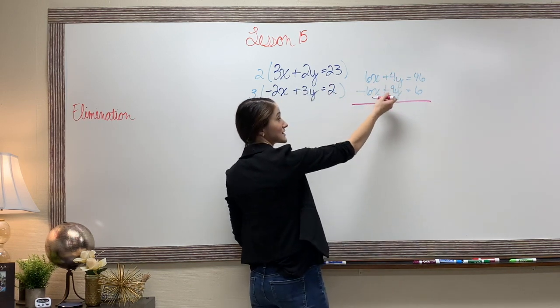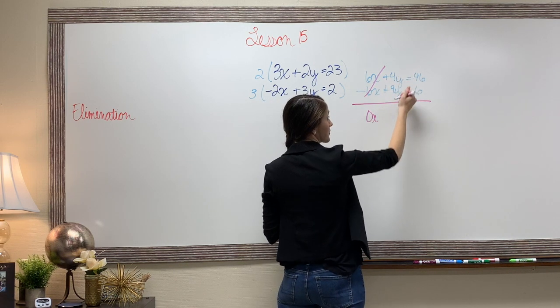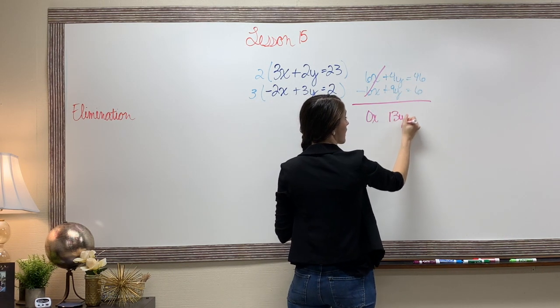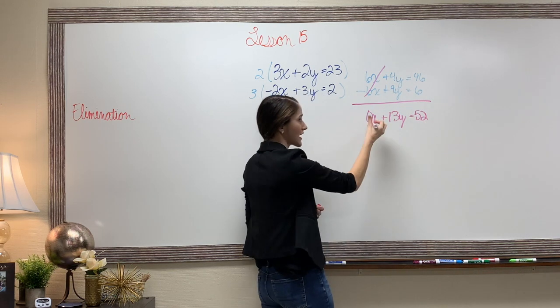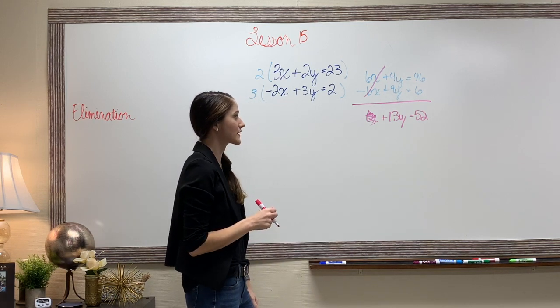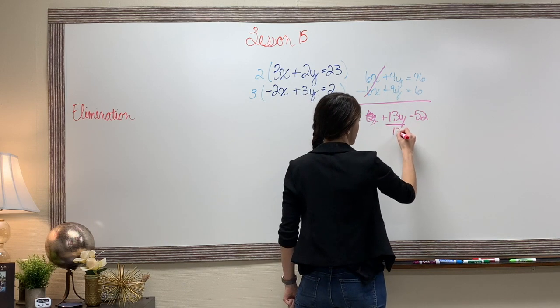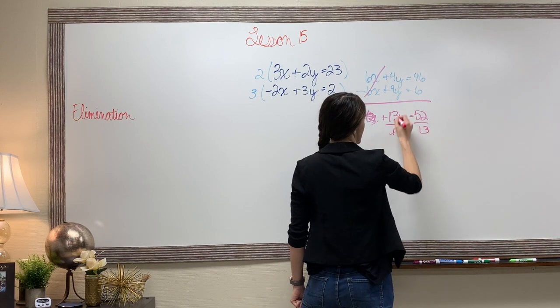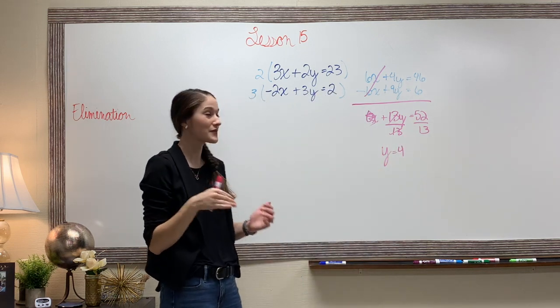Okay, so 6x minus 6x is 0x. That's what I wanted. And then 4 plus 9, so that's going to be 13y equals 52. Okay, and now that I have this, I can just get rid of it. 0x has no significance to us anymore. And we're just going to solve for y, so divide by 13. And y equals 4. So we're halfway done. We found our y value.